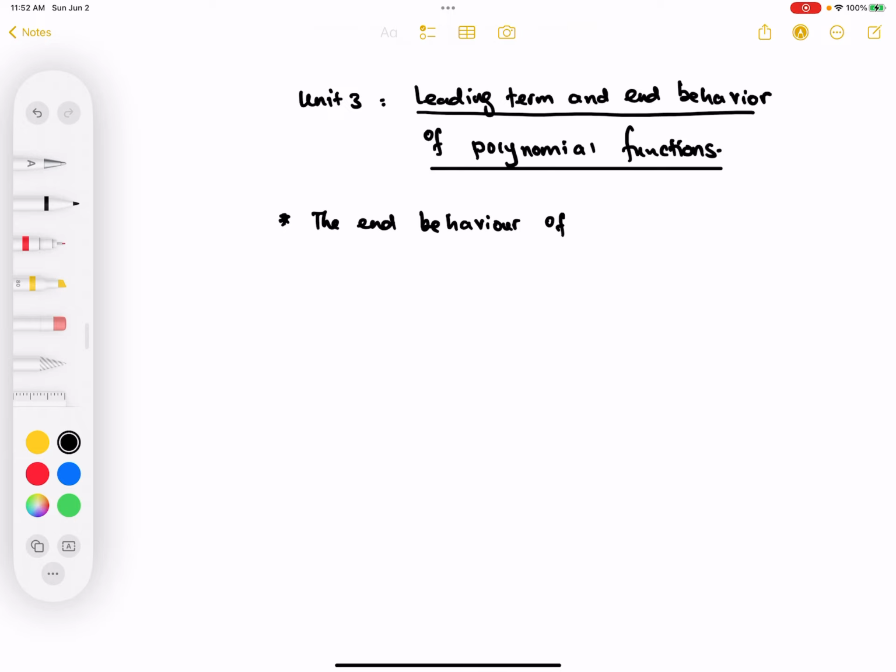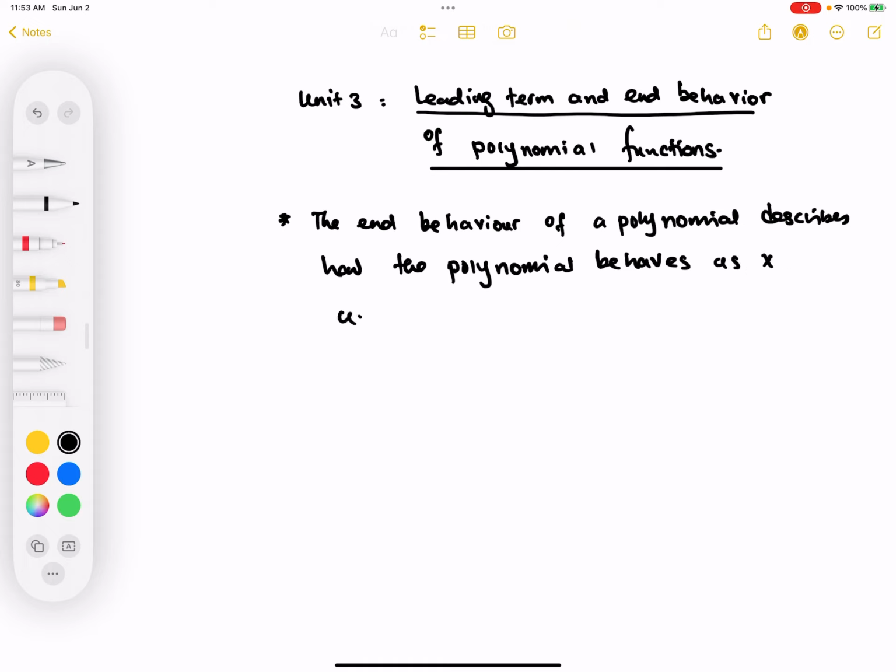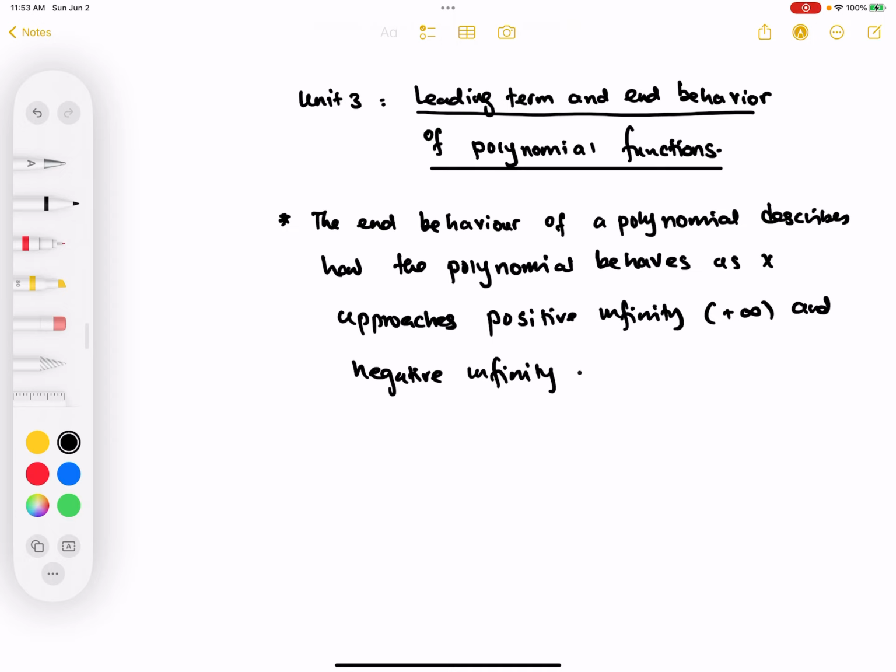the end behavior of a polynomial describes how the polynomial behaves as x approaches positive infinity and negative infinity. So that is known as the end behavior.